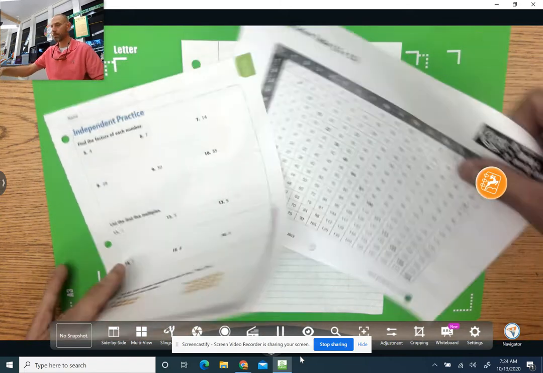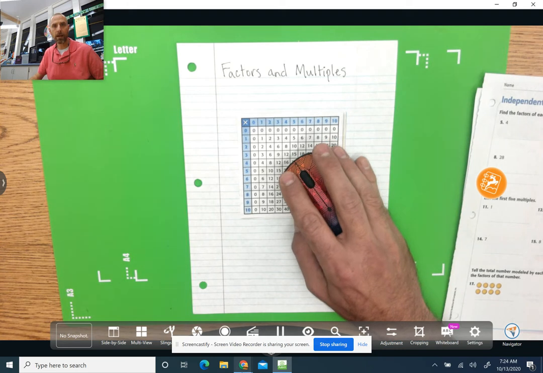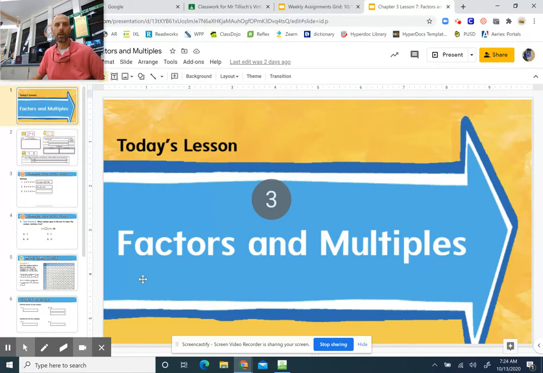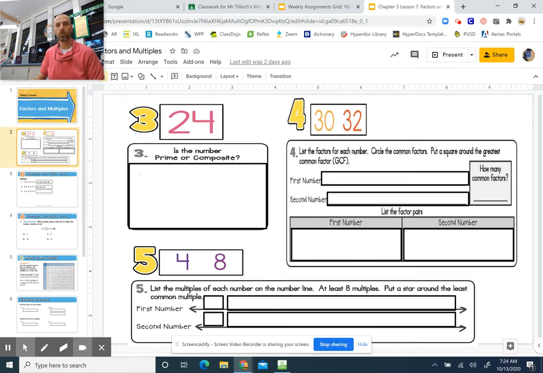Factors and multiples, kiddos. Believe it or not, you have already played with factors and multiples when you have participated in Mountain Math. So looking at this, number 3, number 4, and number 5 all deal with factors and multiples. Number 3, you're looking for factors to figure out if a number is prime or composite. We'll go a little bit more into that in a bit.